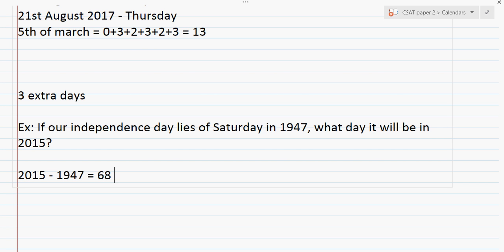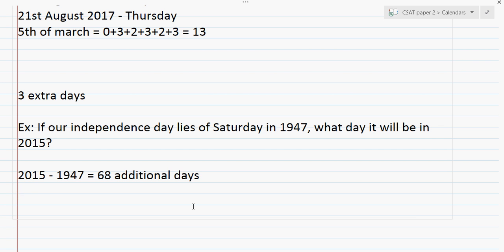In this 68 there would be some leap years. So for a leap year we would add one additional day, right? Let's consider these 68 as ordinary years, and if there are leap years we would add one to that. So we will add one additional day for each year, so we would add 68 additional days plus one additional day for each leap year as well.